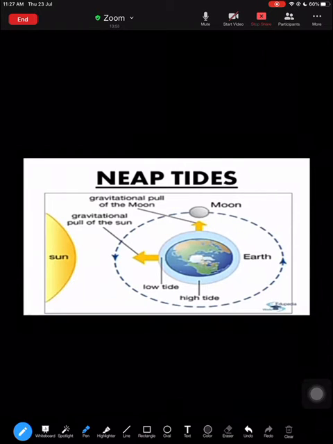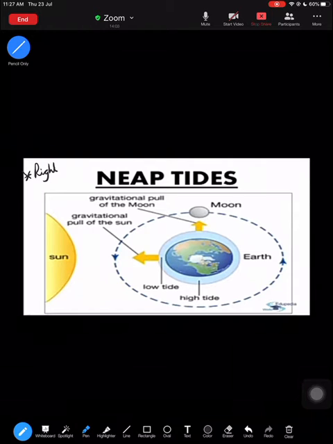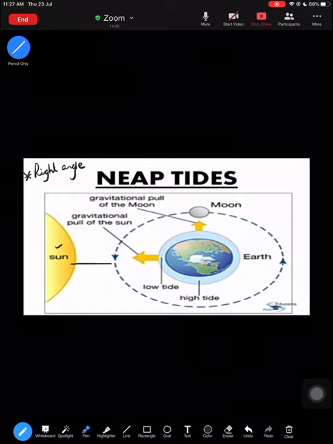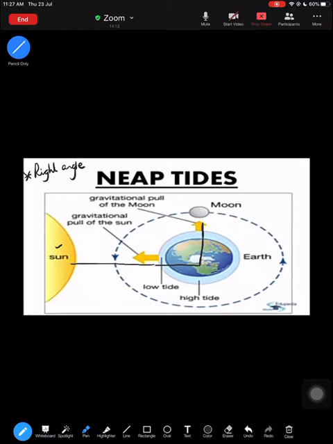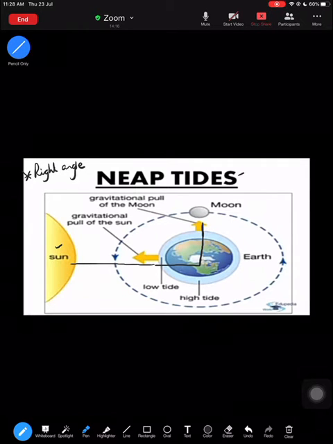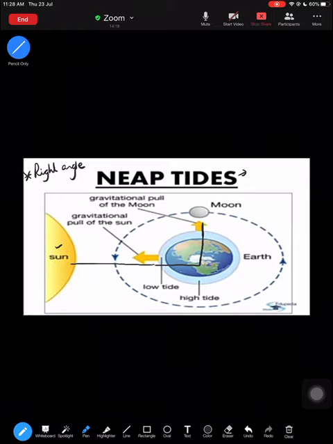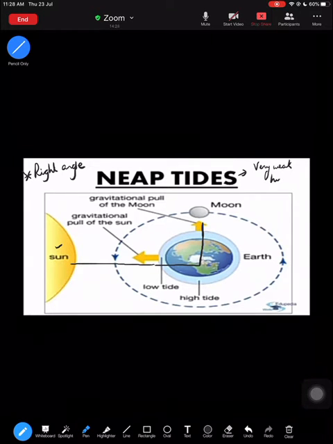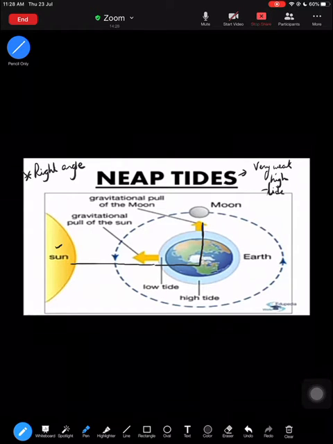So neap tide occurs when the sun, moon and earth are not in a straight line, rather they are at right angle. Okay, so this is what is important. Let's look at it. The sun is here, earth is here, and the moon is here. If you look into this, this is a right angle, isn't it? So what happens? We've learned that the high tide is very low. The high tide of neap tide is very weak or low, meaning the water level will rise, but it is not that powerful.